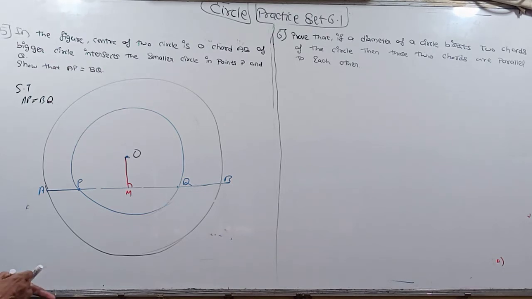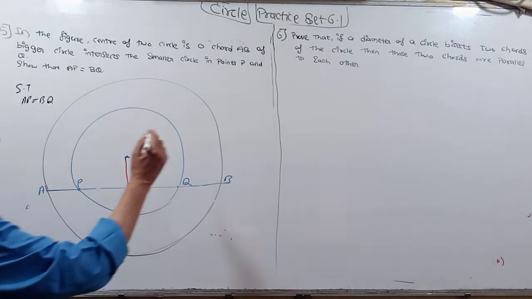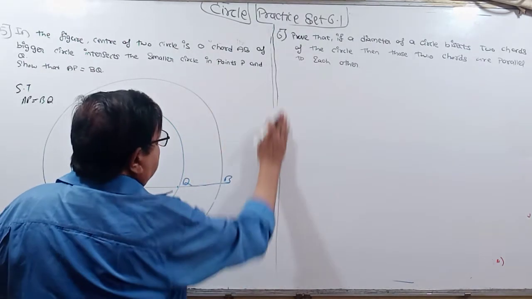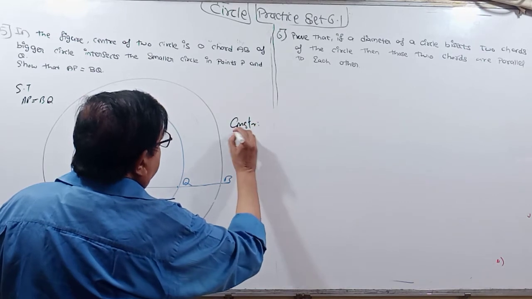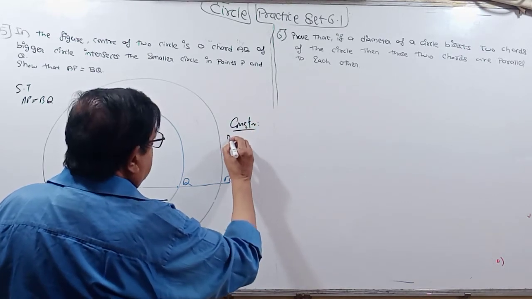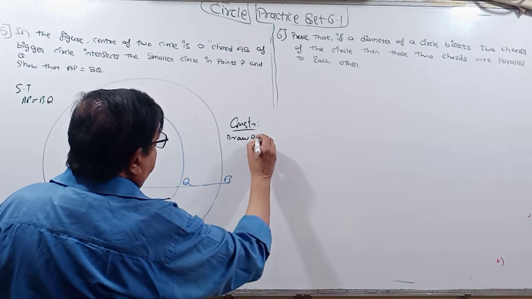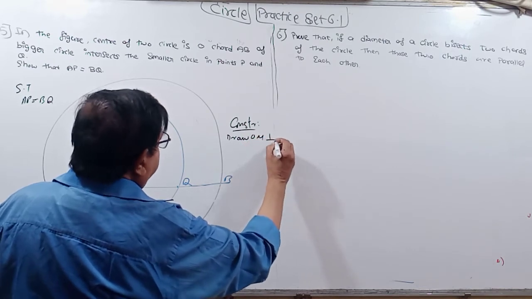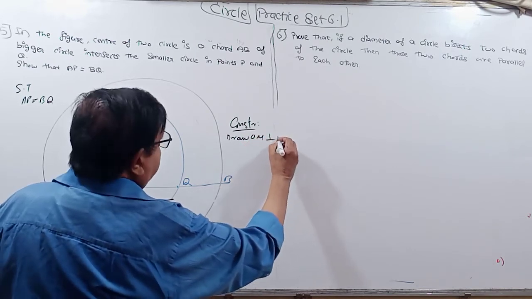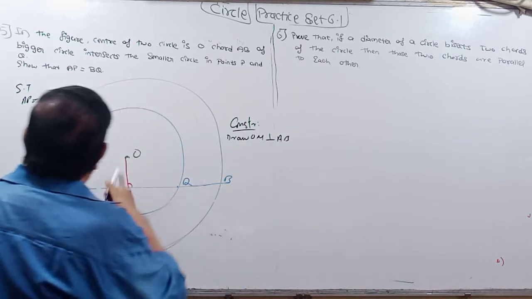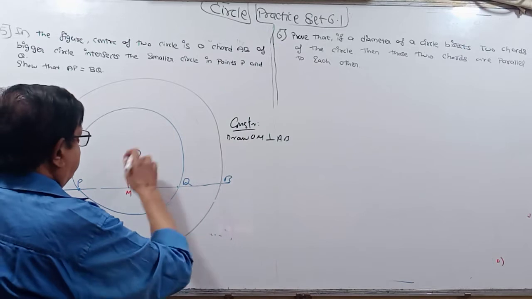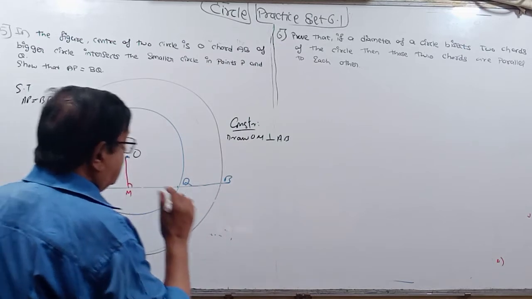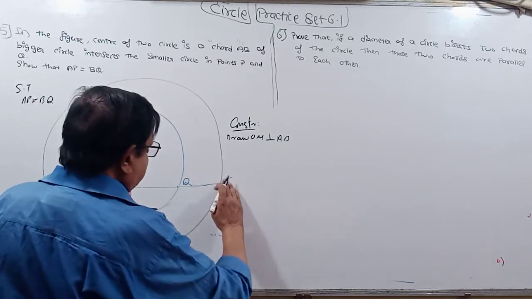So we will make a construction. Construction क्या है? इधर लिखता है construction. Draw OM perpendicular to AB. Draw OM perpendicular to AB. Here I write here. This is B.